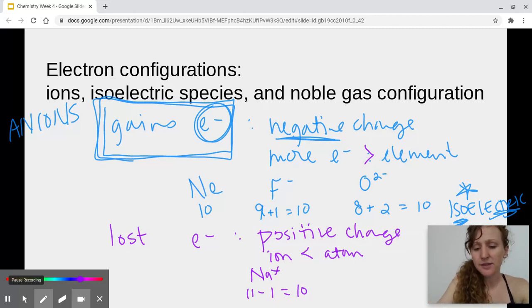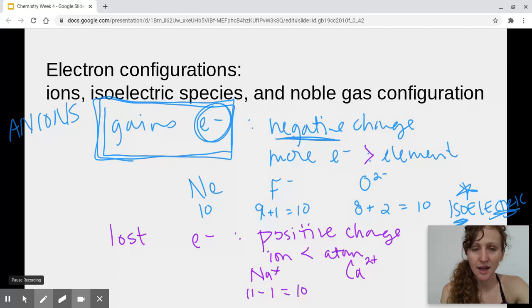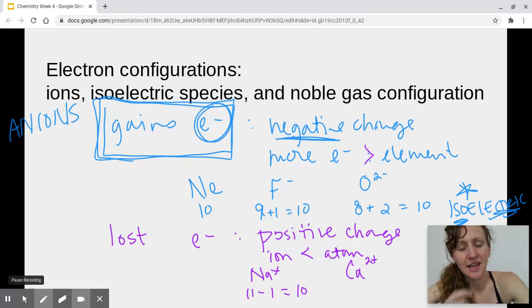Let me give you calcium. So calcium forms a 2 plus ion. That means the normal calcium atom has lost 2 electrons. So take a look at your periodic table. See if you can figure out how many electrons the calcium ion ends up with.